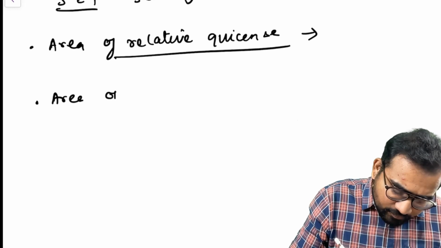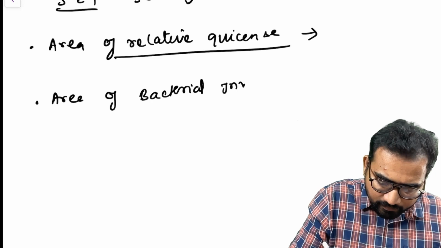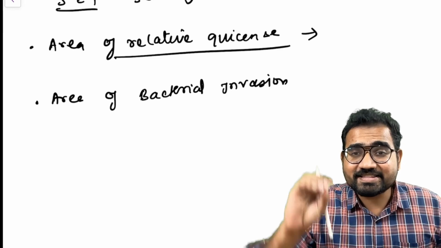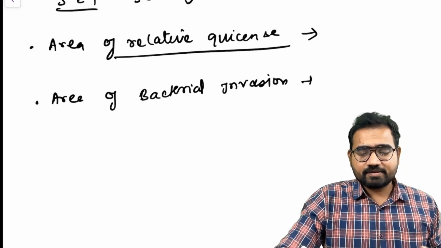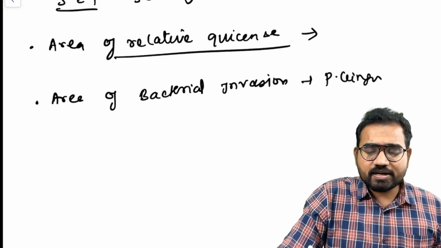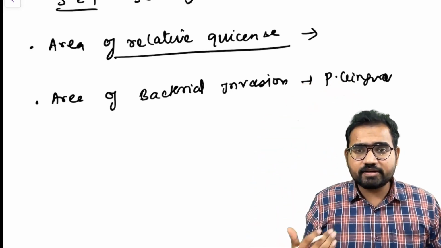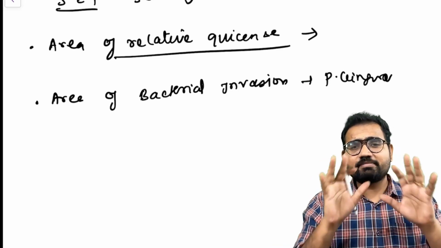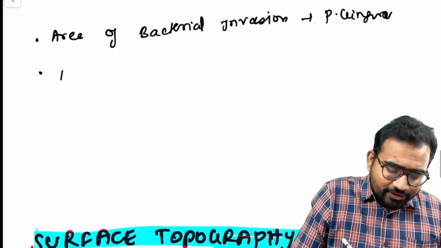Area of bacterial invasion, which means bacteria starts to invade. Okay, say for example P. gingivalis. So P. gingivalis starts to invade into the sulcus, it enters the epithelium, enters the connective tissue. So I am able to see an area of bacterial invasion where the bacteria tries to invade the epithelium and the connective tissue. What does the body do?